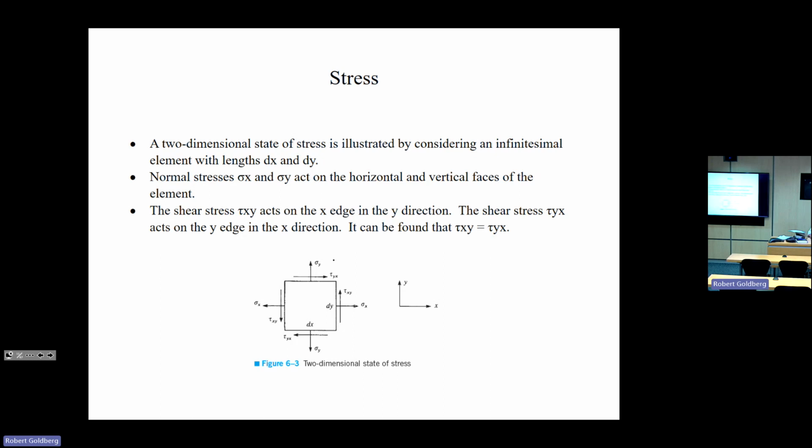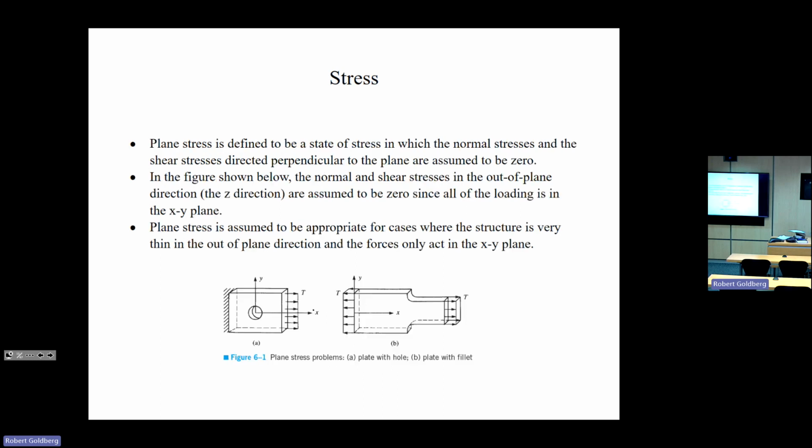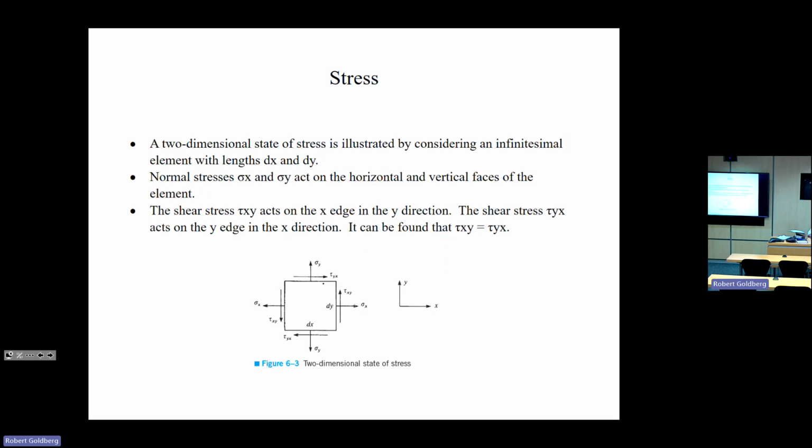Another way of looking at it is we can take in our structure an infinitesimally small element, similar to what's shown here, and we can draw the stresses that are acting on this element. So this is just for the plane stress, and this element has a length dx in the x direction and a length dy in the y direction. And we have our normal stresses acting perpendicular to the planes of this element, the horizontal and vertical planes. And we have the shear stresses that are acting along the plane.